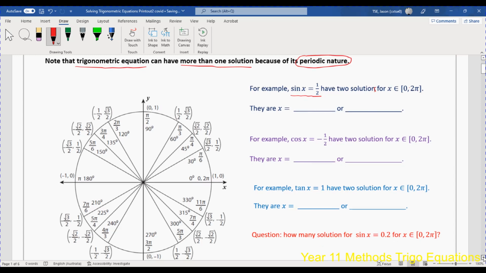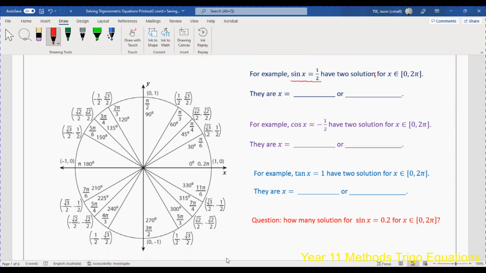Remember, on that circle, sine x means the second value of the coordinates. The first coordinate is for cosine, remember that? So let's find where the second coordinate, the y coordinate, is a half. Here's the first one.